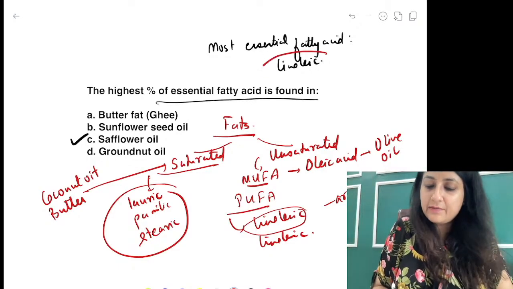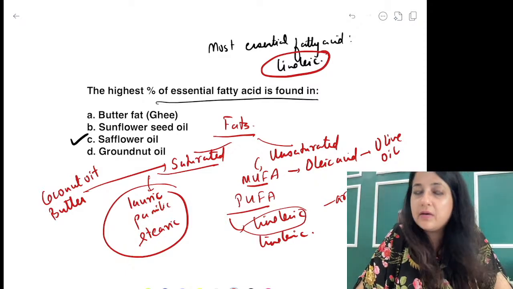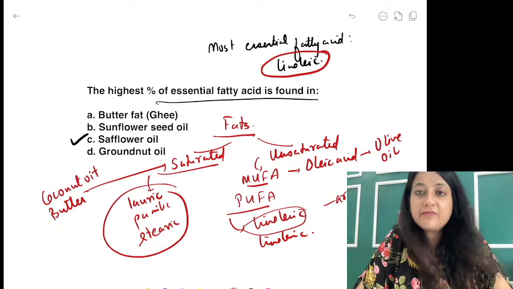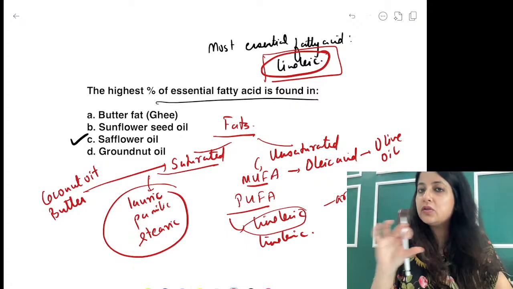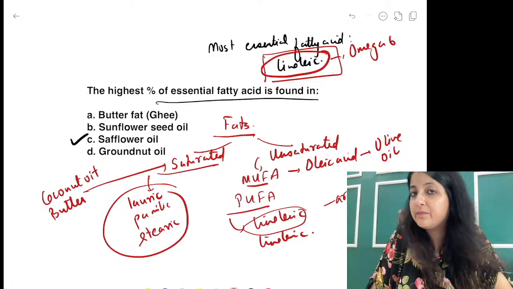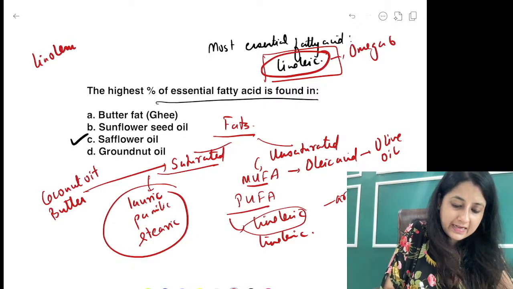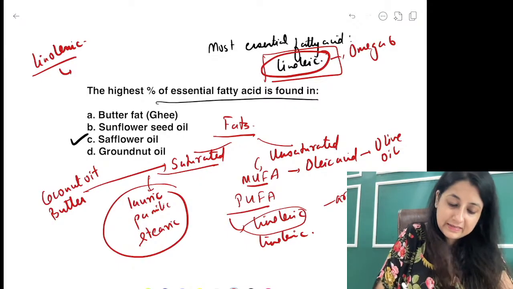Now can anyone tell me, is linoleic omega 3 or omega 6? How will you remember? Tell me in the comment section. I have given you a very important way to remember. Linoleic is a small word but has a bigger number, omega 6. Linolenic is a bigger word, but it is denoted by a smaller number, omega 3.